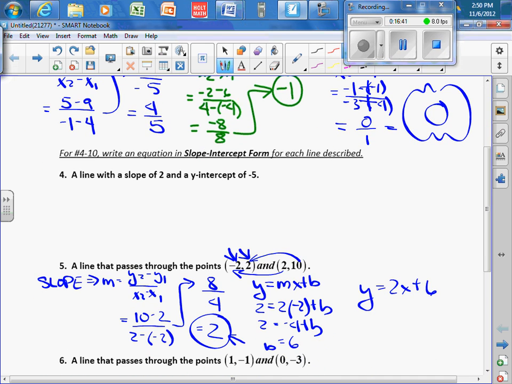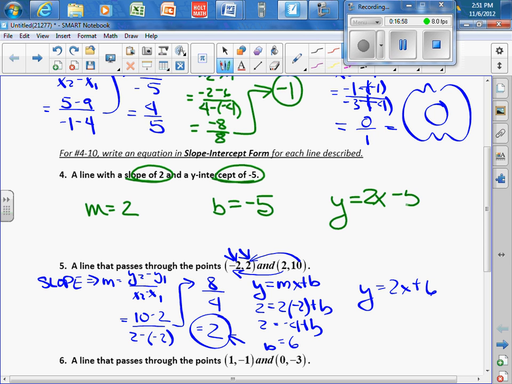The line that we're talking about, the slope is equal to 2. The y-intercept is negative 5. Make sure you write those things down. I want to know that you know that the slope is 2. I want to know that you know the y-intercept is negative 5. And then you can write the equation y is equal to 2x minus 5.